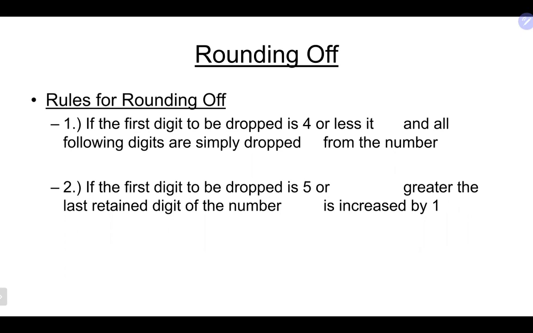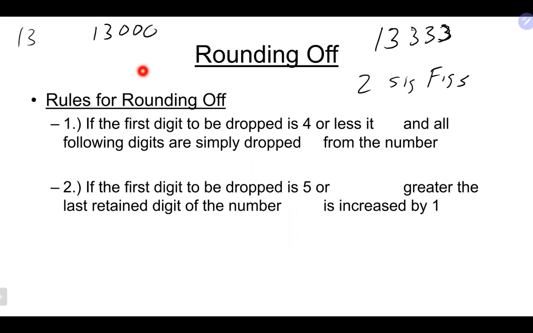So if I have a number, for example, of 13,333, and I want to round to 2 sig figs, what should the answer be? 13,000, I heard. About 1.3 times 10 to the 4. About 1.30 times 10 to the 4.